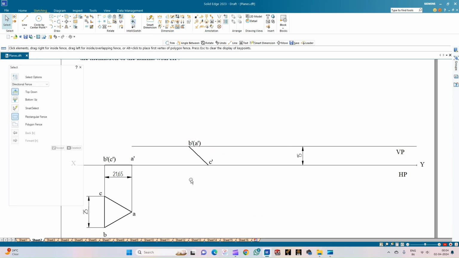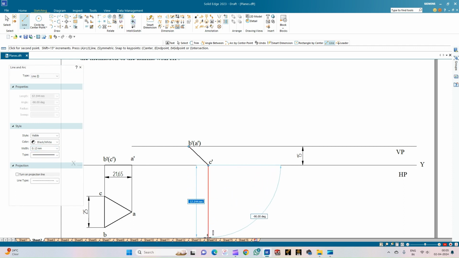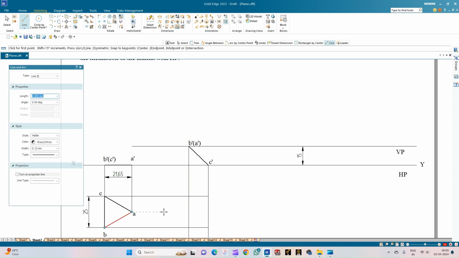So now this is the front view of this triangular plane when one of its edges opposite to the corner on which it is resting is at a distance of 15 mm from the HP. So now we will draw the vertical projectors downwards. From the point C, I will drop a projector downwards, and from B and A, it is a common projector line, so I'll drop it downwards. So it has to intersect this point and from A till here.